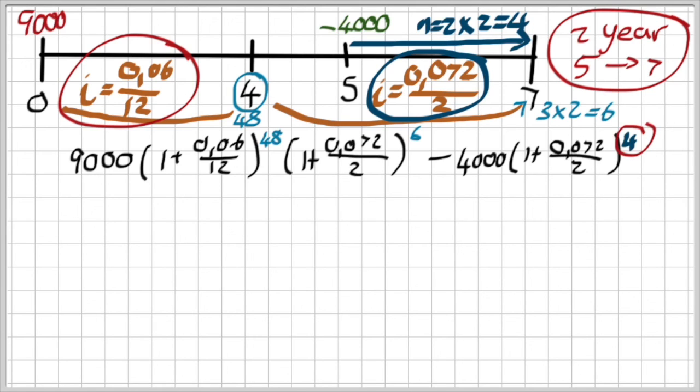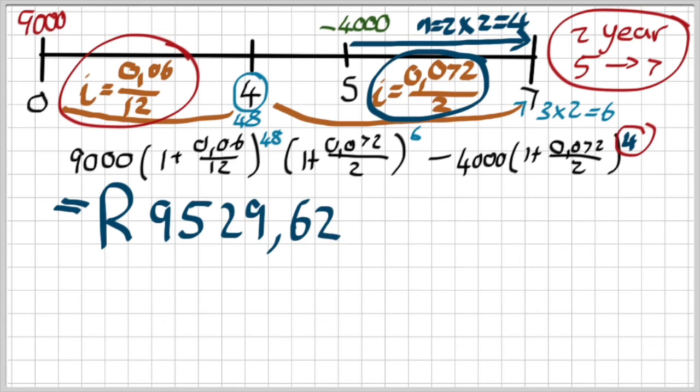And all I'm going to do is get out that best friend of mine, my calculator, and punch this in and get an answer of 9,529 Rand and 62 cents. Wow, that is awesome.